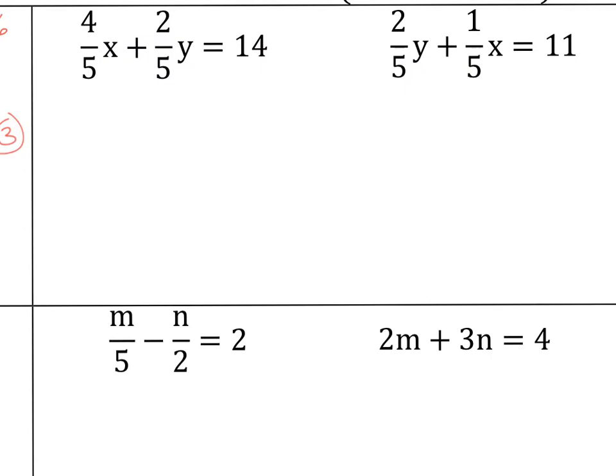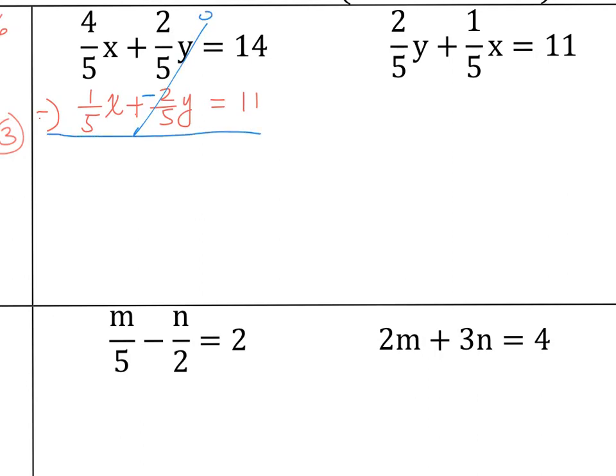Okay, for this example, you have fractions involved, but that's okay. I'm going to line up 2/5 y. So I'm going to write it right here. And then plus 1/5, I'm going to line it up with this one, 4/5 x. And then this will be equal to 11. And it's going to be an addition inside. And I'm going to choose to subtract because I want to eliminate 2/5 y. Negative positive will give me a negative 2/5 y here. Therefore, this will be canceled out.